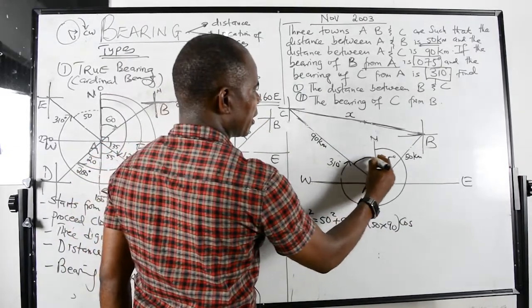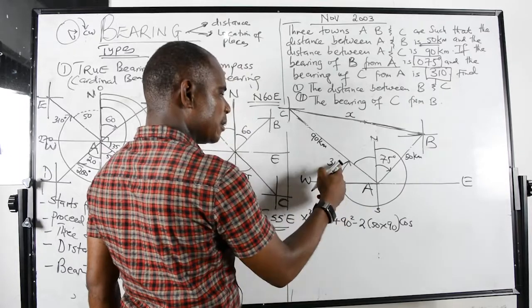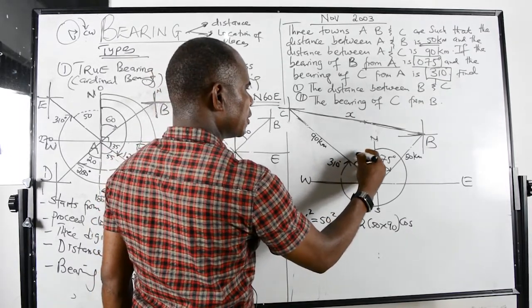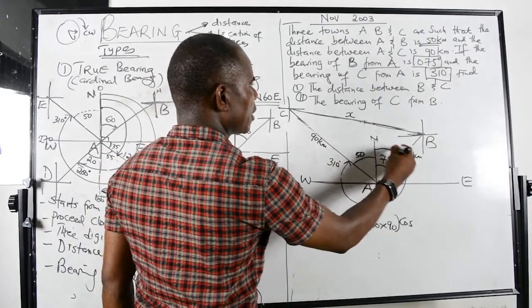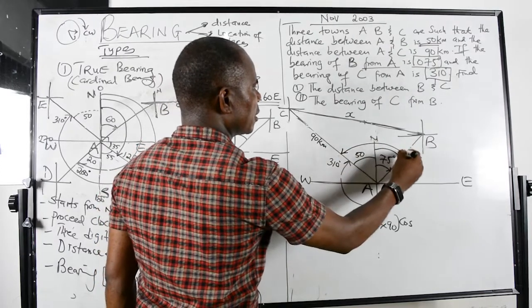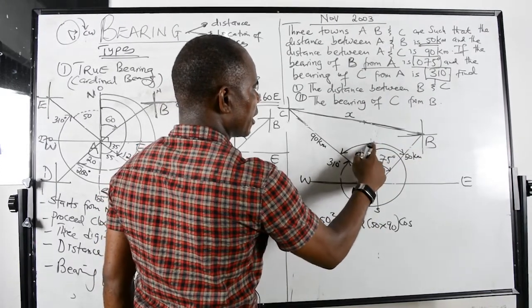What is this angle here? This is 310, so I'm left with 50. Yeah, so now between this line and this, we have these angles there.